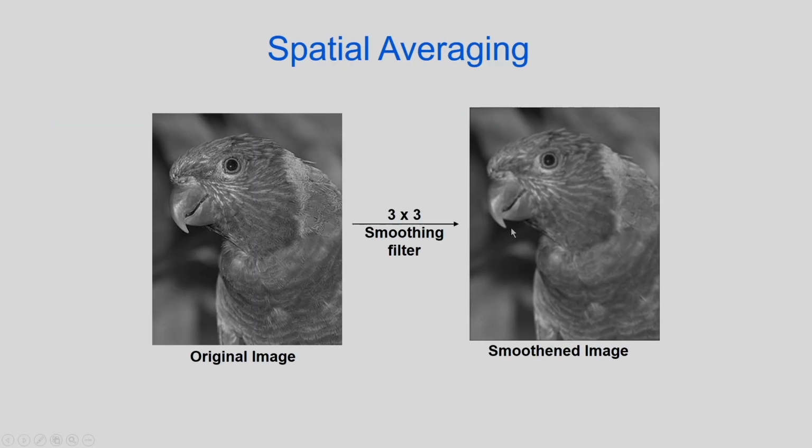Here I am giving another example. So, the original image is this and I am applying the 3 by 3 mask, that is the averaging filter, and you can see the output image, that is the smoothened image I am having.